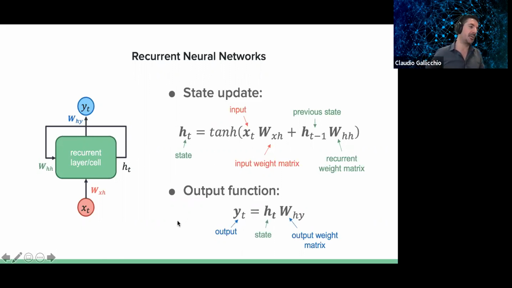Notice here that I have indicated the weight matrices. All of these weight matrices, in red, in green, and in blue, represent tunable parameters of my system. So in a sense, I have a dynamical system followed by an output function, and all of these tensors here are free parameters of the system.